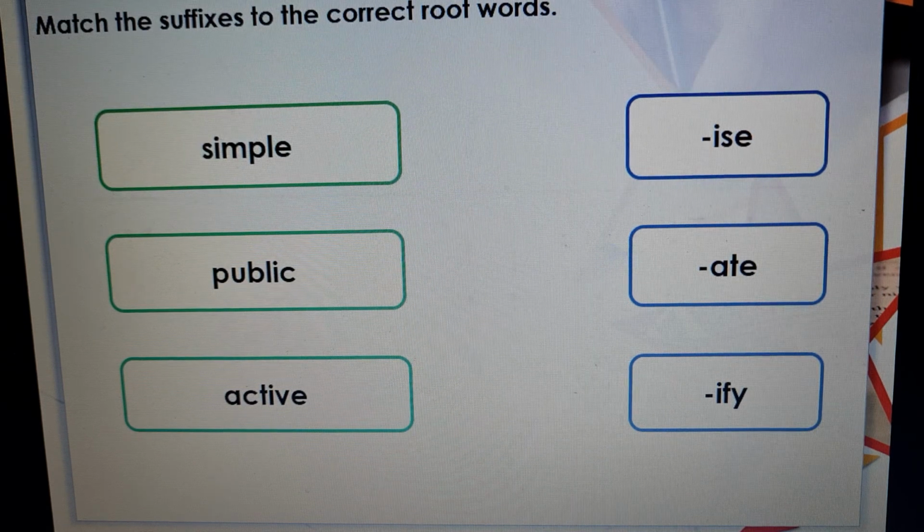Got three words here: simple, public, and active. And I've got the three suffixes that we're going to be learning about today: ise, ate, and ify. And I wonder if you can match the correct suffix to the correct root word. If you need to use a dictionary to look these up and check that you've got them right, do that. So pause the video again and complete this activity.